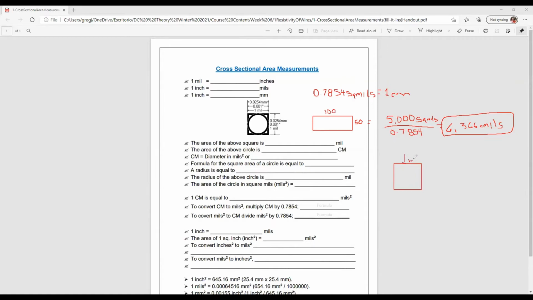So I get what you're doing. You're calculating the area, and you're saying how many circular mils we have in the bus bar. Yeah, and I did. Okay, great.